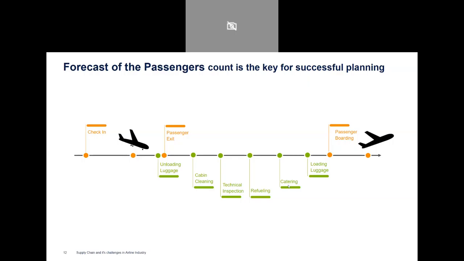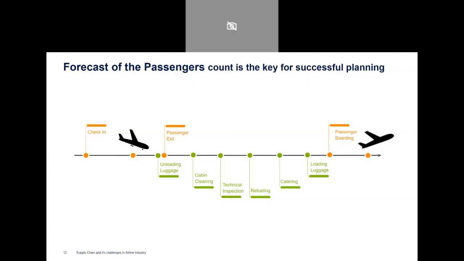So altogether, they need to understand how many passengers are going to be on the plane so that they can plan their supply chain. This is a slide where I want you to connect what the airline industry's activities are with how supply chain digitalization is coming into place. The target of this slide is to show that the forecast of passenger count is key for successful planning, because you just can't purchase everything for 300 passengers on the same day you come to know there are 300 passengers flying. That's the reason we need to forecast the passenger count.